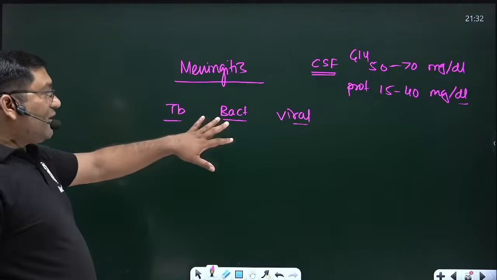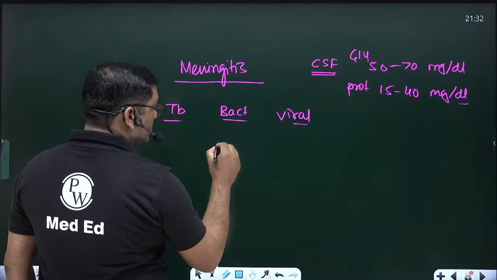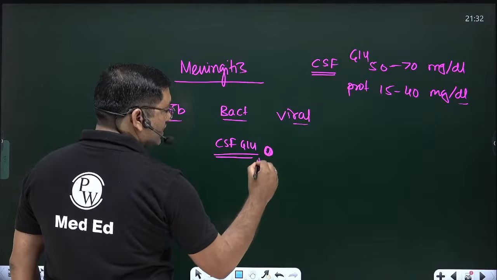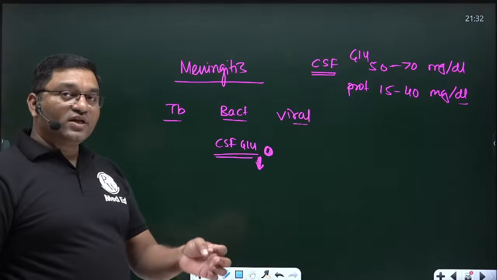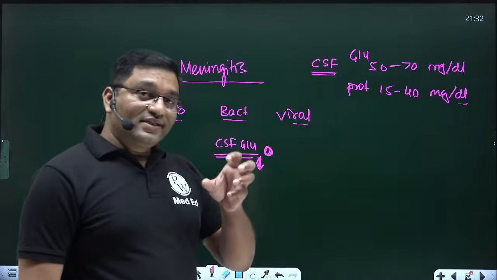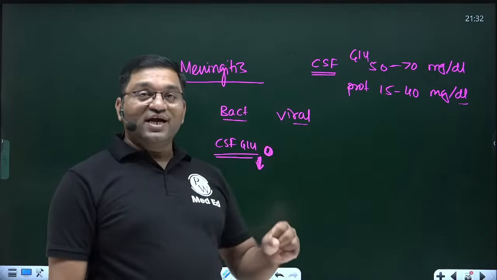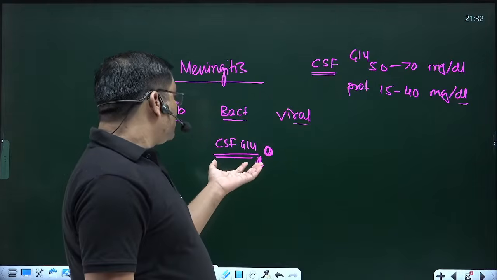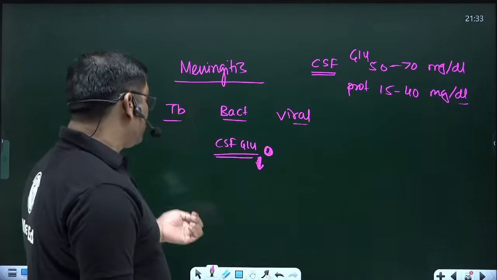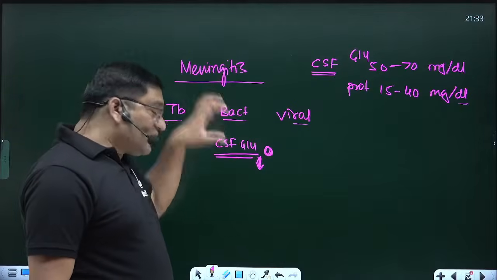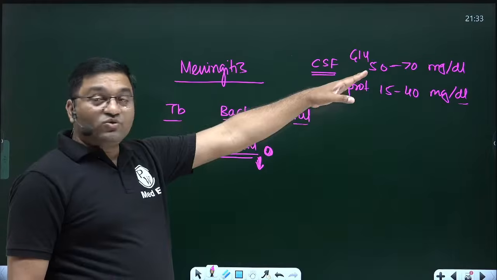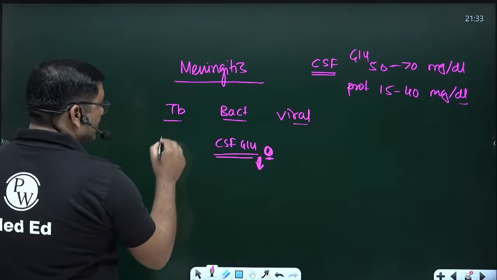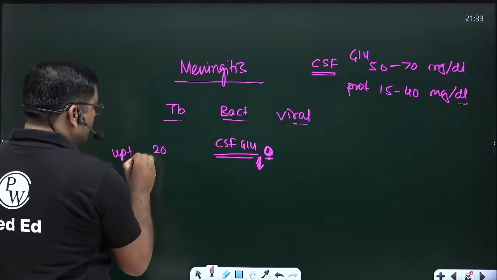Now in bacterial meningitis, the CSF glucose can go down to 0. CSF glucose decreases because the cocci, the pneumococci and meningococci, consume the glucose. And the second reason is the neutrophilic response. That's why the glucose level can go down to 0. The normal range is 50 to 70. In bacterial meningitis the glucose level goes to 0, and in TB meningitis it can be up to 20 milligram.